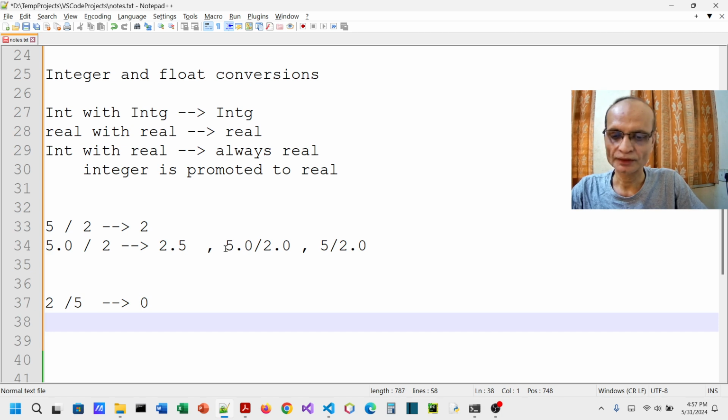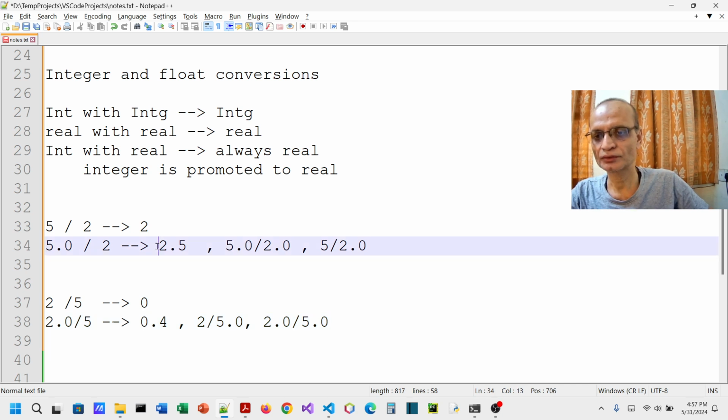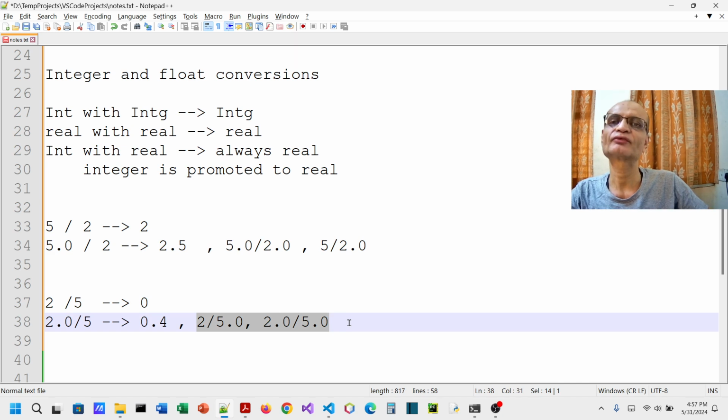However, if you have 2.0 divided by 5, then you are going to get 0.4, and then obviously you are going to have 2 by 5.0 and then 2.0 divided by 5.0. So all the remaining are going to yield you 0.4. So that is very important. So the way in which here you got 2.5 for this remaining two, similarly here you are going to get 0.4 for this one.